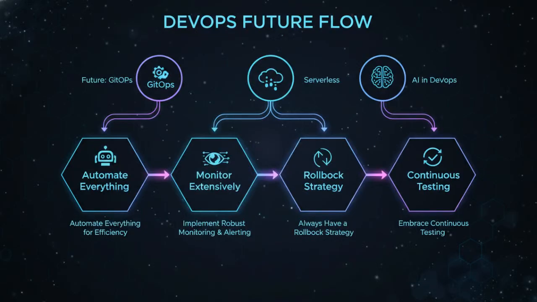As we conclude, let's highlight essential best practices for successful deployments and glance at the future. Firstly, automate everything possible within your deployment pipeline to minimize human error and increase speed. Secondly, implement comprehensive monitoring and alerting to detect issues immediately after deployment.